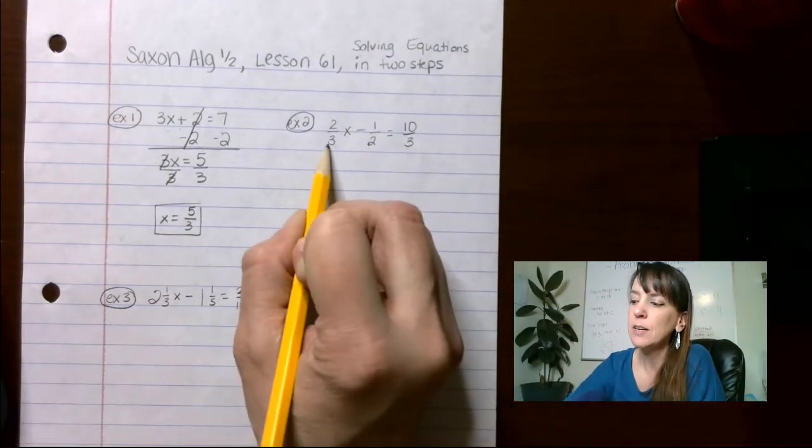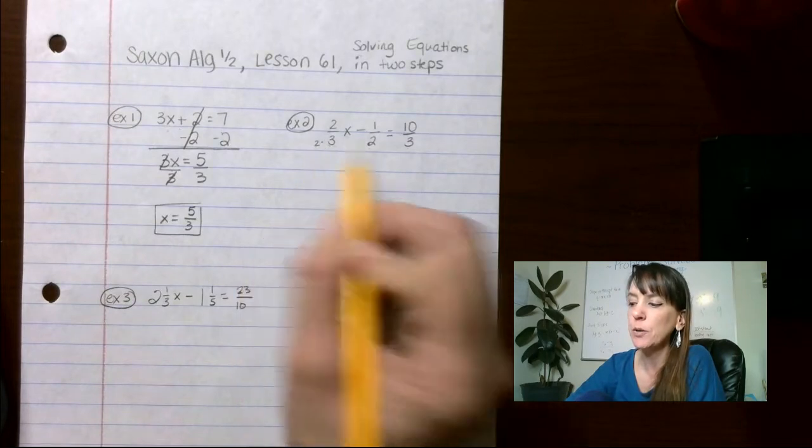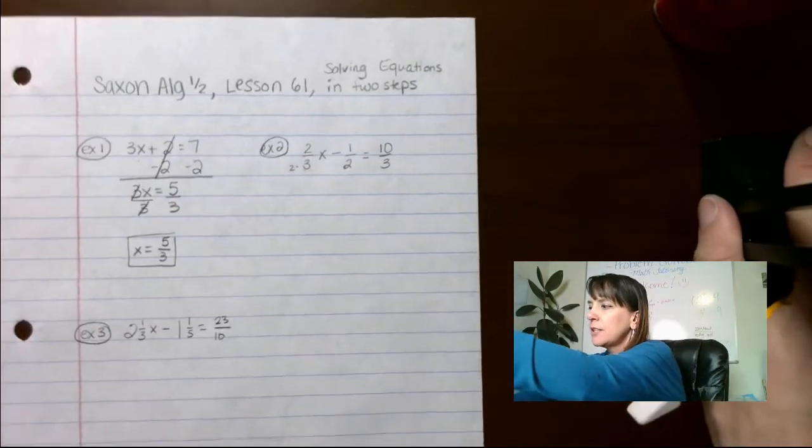So what I want to do is to get 6 on the bottom here, and I need to multiply by 2. And of course, what I do on the bottom, I also need to do on the top.